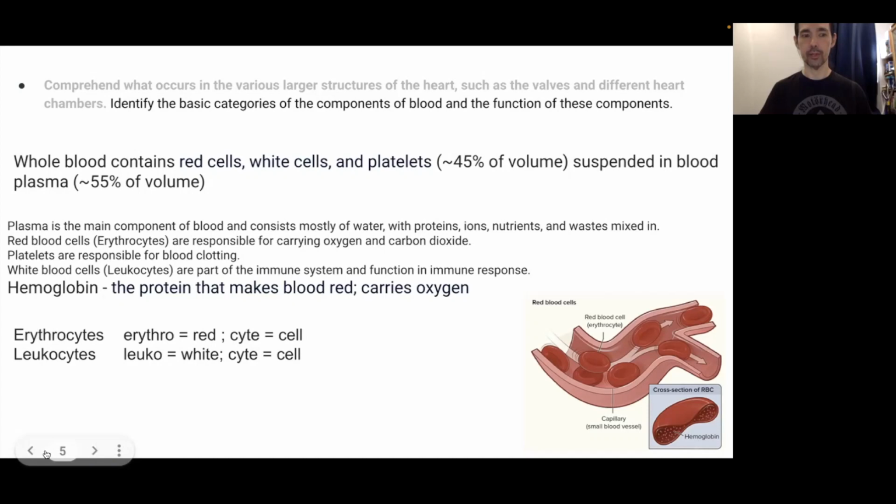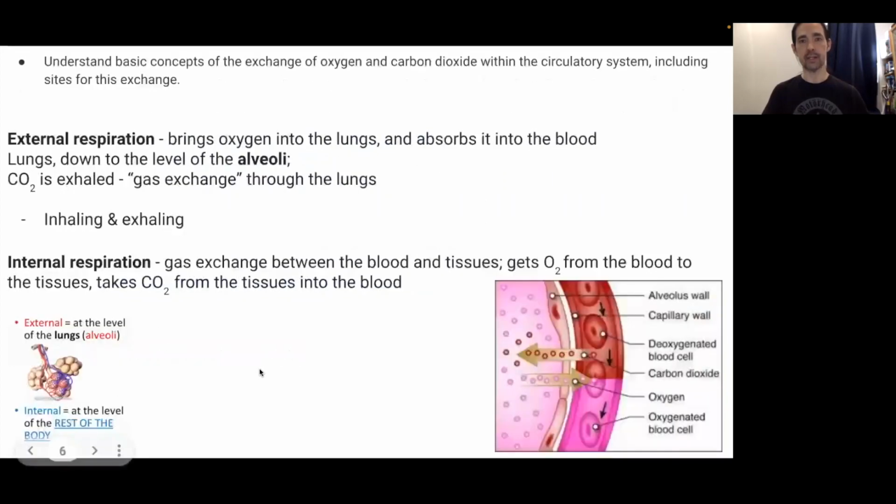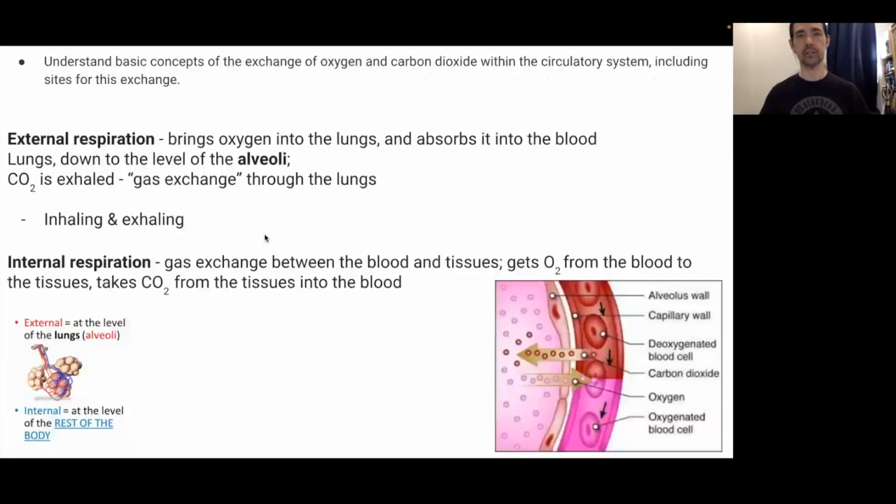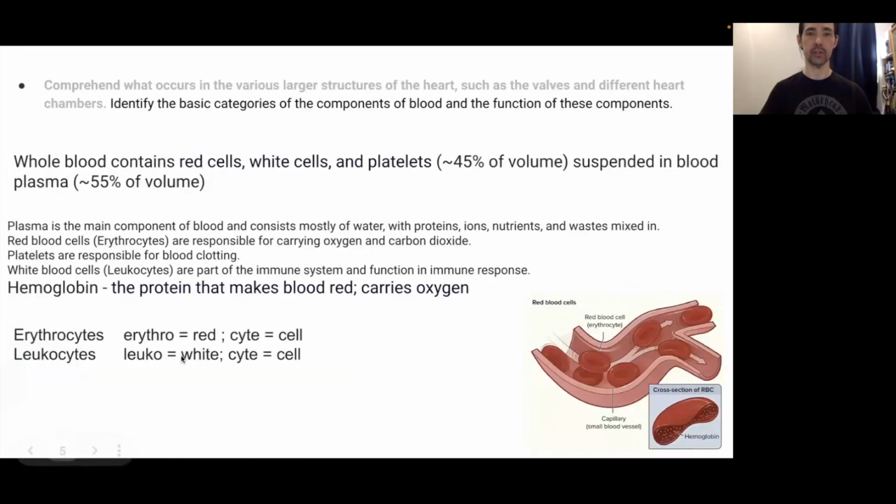How much more do we have? Okay. We're out of time. Please read the next two slides on external and internal respiration, and let me know next time if you have any questions. For this one, because it's pretty simple, you can let me know in the text message thread if you don't understand external and internal respiration.